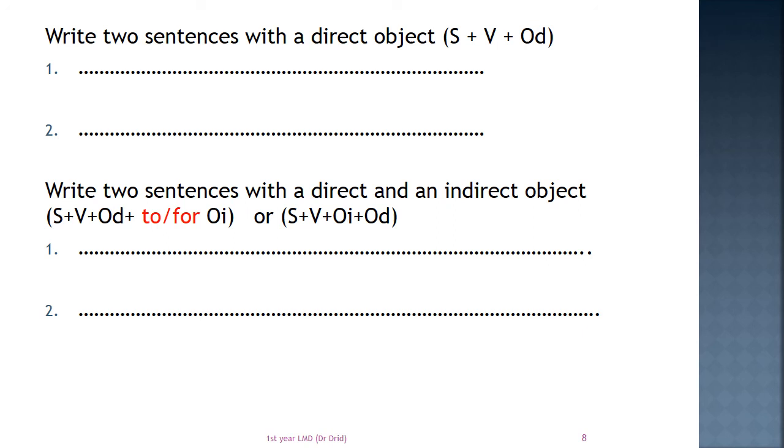Here in this second part, it is not important whether the direct object comes before or after the indirect object. You are free. But just pay attention. In some cases, you are obliged to use to or for, and sometimes you are not obliged to use them. This depends on the position of the direct and indirect objects, whether they come before or after each other.